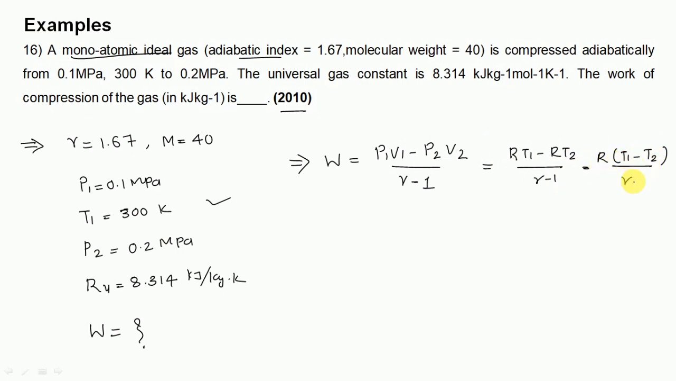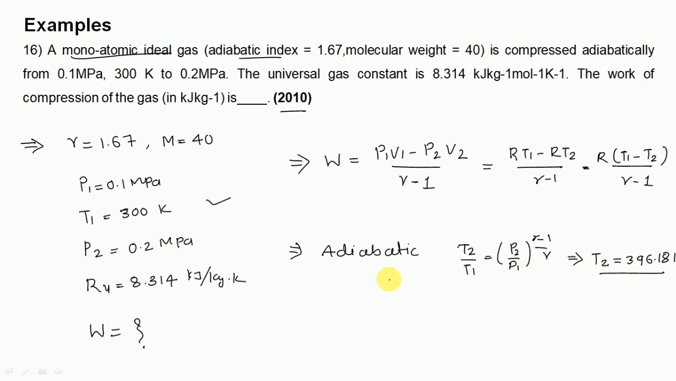So your equation will become R (T1 minus T2) upon gamma minus 1. Now your equation becomes simple. T1 is given, but T2 is not given. So from the adiabatic process, because the given process is adiabatic, we can write, as already discussed in the previous example, T2 by T1 is equal to (P2 by P1) to the power gamma minus 1 upon gamma. That's a simple relation. Gamma is already given, so put the values to find out T2. So from the given relation, if you find the value of T2, it is 396.18 Kelvin.